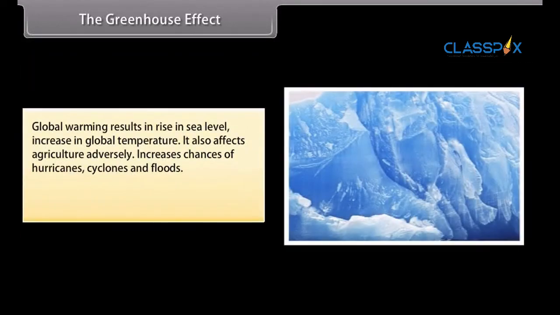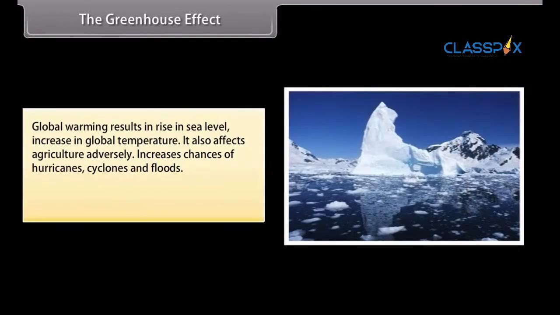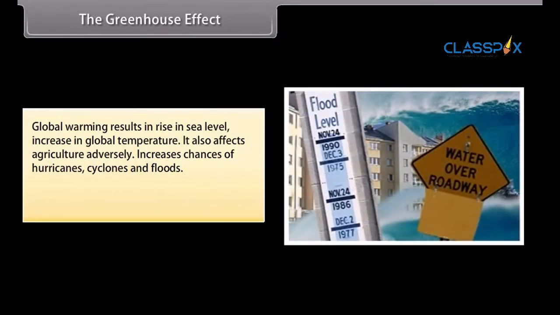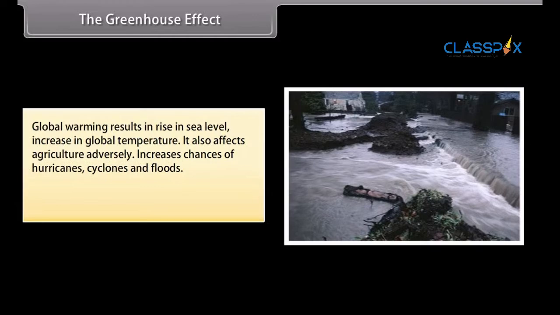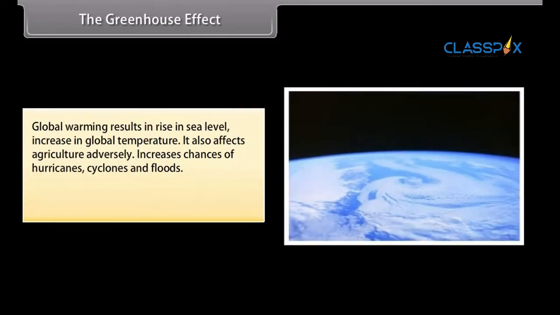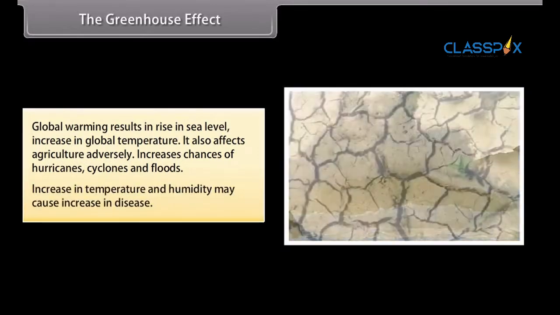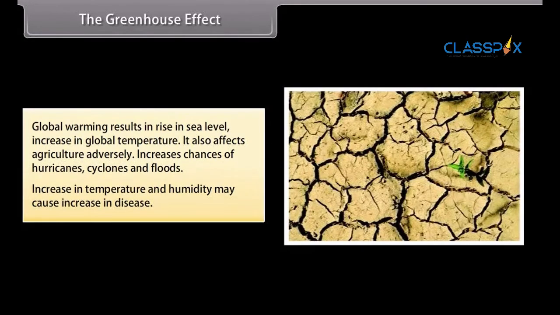Global warming results in rise in sea level, increase in global temperature. It also affects agriculture adversely, increases chances of hurricanes, cyclones, and floods. Increase in temperature and humidity may cause increase in disease.